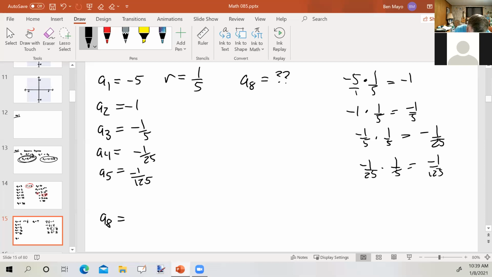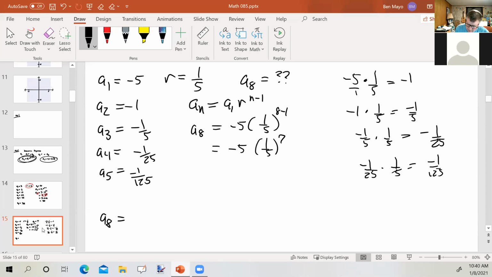All right, so using the formula, a sub n equals a sub 1 times r to the n minus 1 power. A sub 8 would be a sub 1, which is -5, times r, which is 1/5, to the n minus 1, or in this case, 8 minus 1 power, which would be -5 times 1/5 to the 7th power. Now, here's where things get a little bit tricky. If I take 1/5 and raise it to the 7th power, my calculator gives me 1.28 times 10 to the -5th power.